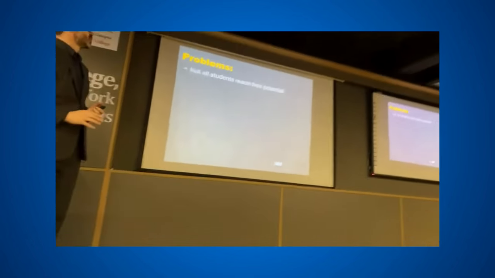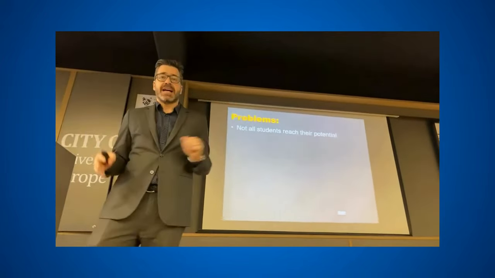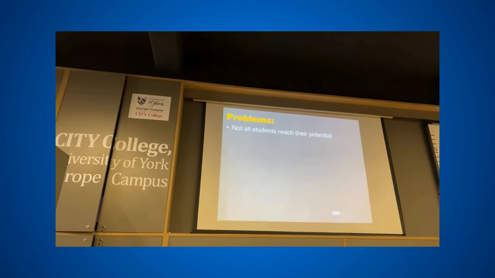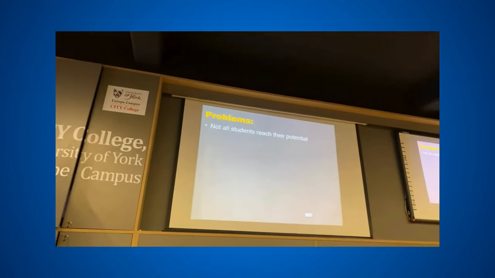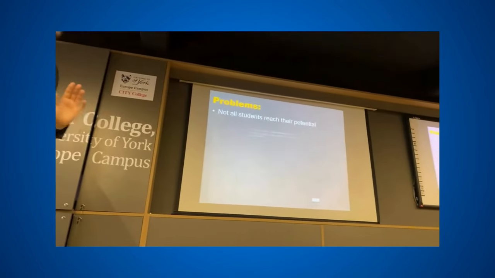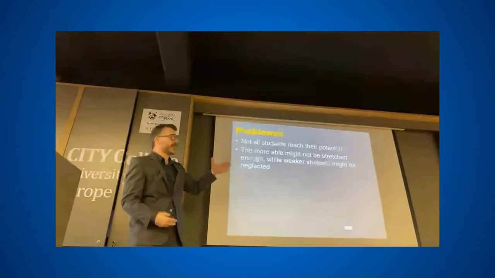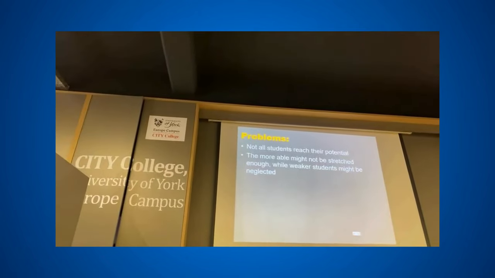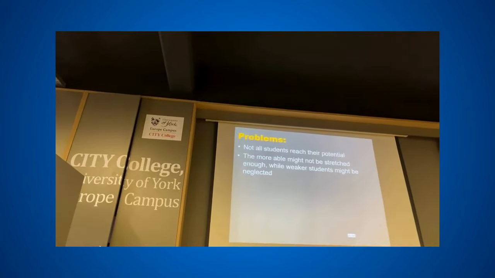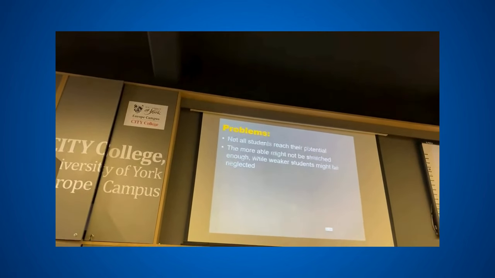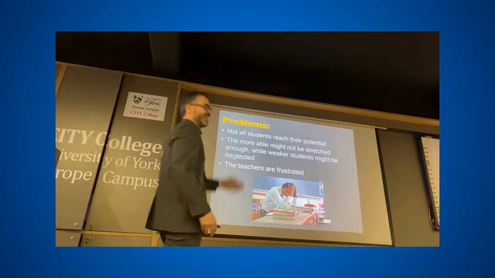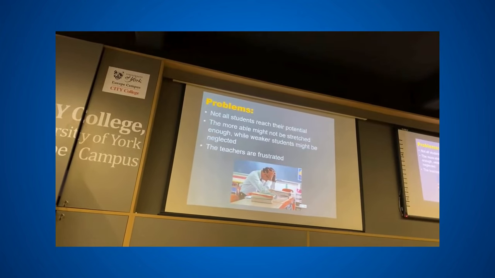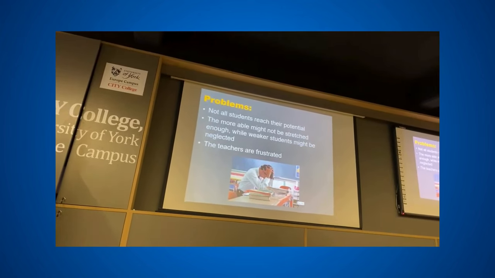So basically, the problem is that when we have mixed ability classes, not all students reach their potential. Because as I said, the high achievers might not be getting enough. The ones that are struggling might be left behind. The more able might not be stretched, while the weaker students might feel neglected, like, I don't belong here. I shouldn't be doing this. It's not for me. I'm stupid. No, we never want that to happen. We're going to talk about that. And the end result, of course, is that we as teachers feel frustrated, like, oh my God, what am I going to do with these kids?